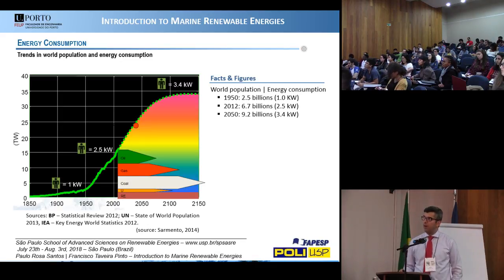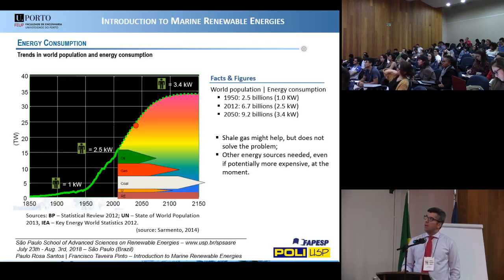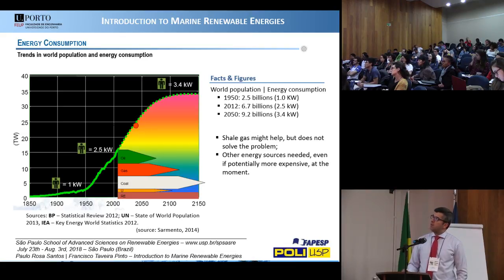So we need to rely not only on the traditional sources of energy, but also to look to the more recent resources, and so to look to the marine renewable resources. So they may be expensive at present, since we are, let's say, starting the learning curve, but maybe in a few years from now, they could have a competitive cost. So we need to invest now to have the return some years from now. For instance, you can see here the huge increase of the energy demand. The shale gas may help, but maybe it's not enough. So we should look to other resources and try to compensate with the energy that comes from those resources.